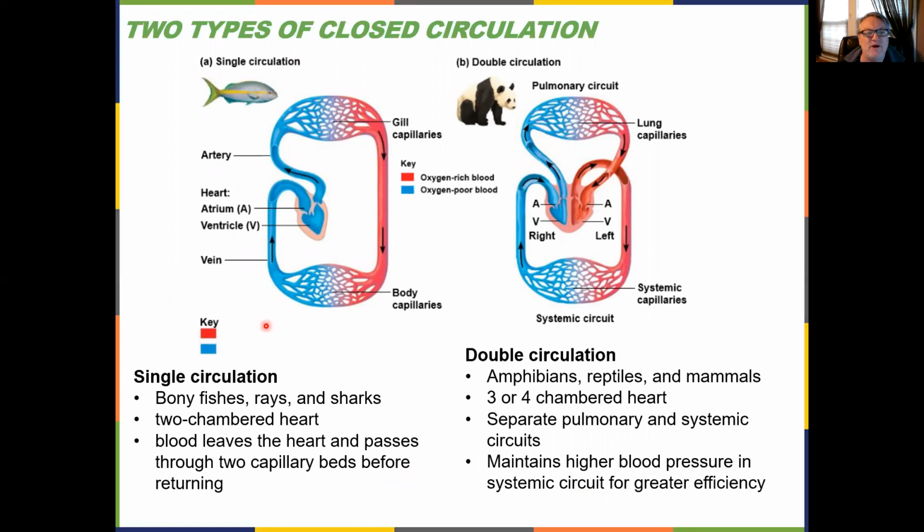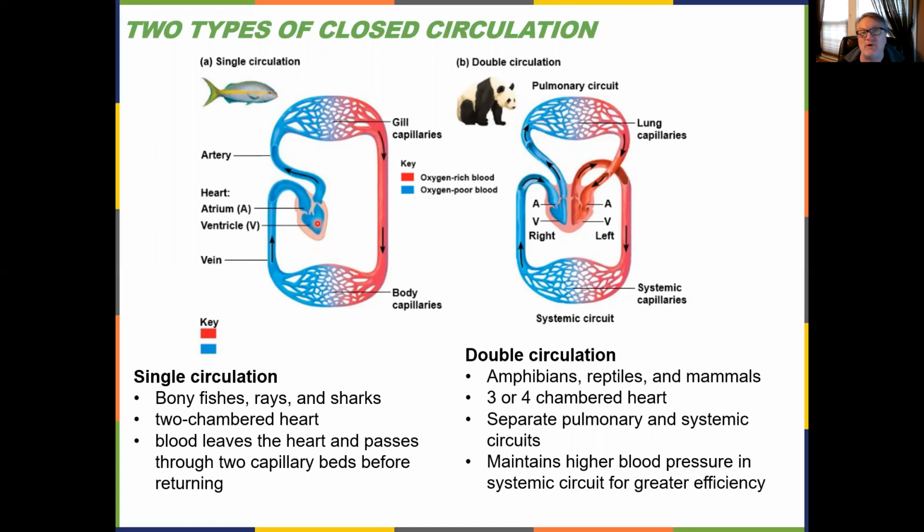So we'll start off with the fish. This is in all the bony fishes, and also the rays, like manta rays, and the sharks will all have this type of circuit, where it's called a single circuit because it starts in the heart here, where the heart only has two chambers. So blood comes into the atrium. Atrium is the entryway, and then there's a ventricle, and deoxygenated blood comes in, color-coded blue, the deoxygenated blood from the body comes into the atrium.